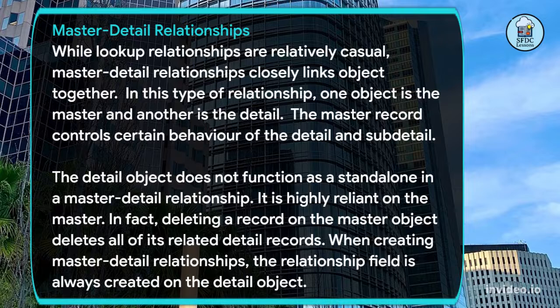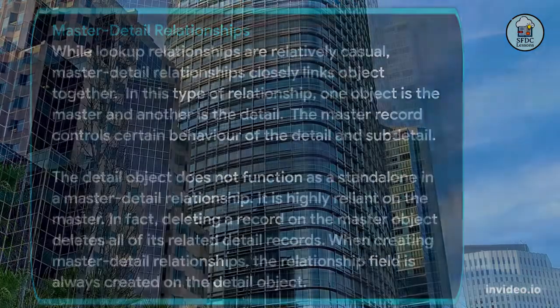Master-detail relationships. While lookup relationships are relatively casual, master-detail relationships closely link objects together. In this type of relationship, one object is the master and another is the detail. The master record controls certain behavior of the detail and subdetail. The detail object does not function as a standalone in a master-detail relationship. It is highly reliant on the master. In fact, deleting a record on the master object deletes all of its related detail records. When creating master-detail relationships, the relationship field is always created on the detail object.